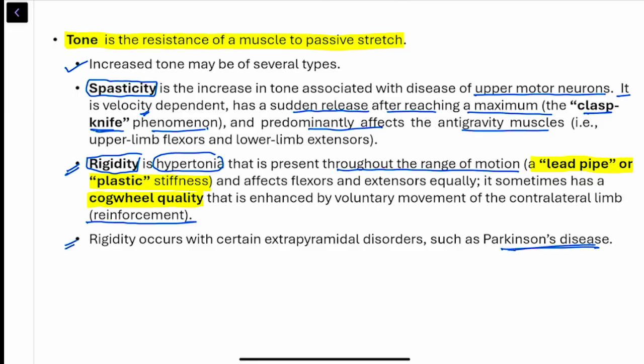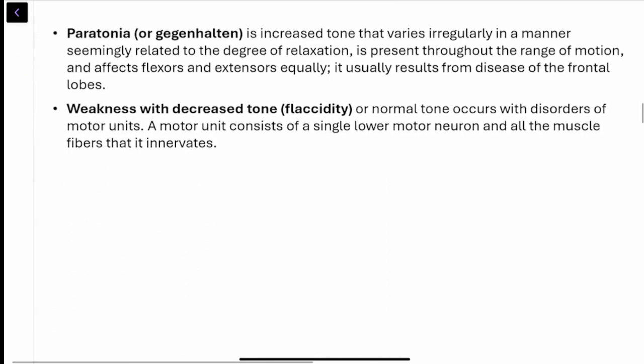Right? Rigidity is associated with Parkinson's disease, and spasticity is associated with upper motor neuron lesions. That is all you have to remember. Spasticity and rigidity are increases in tone. Right? Now coming on to the next slide.